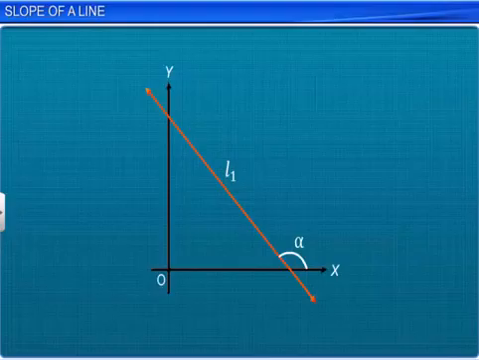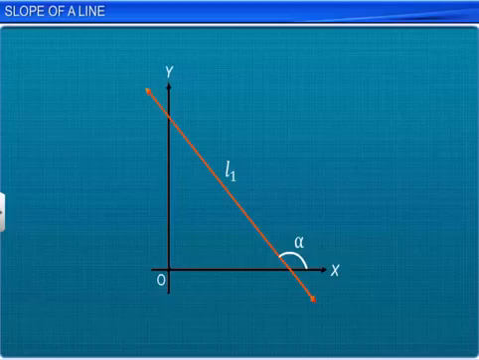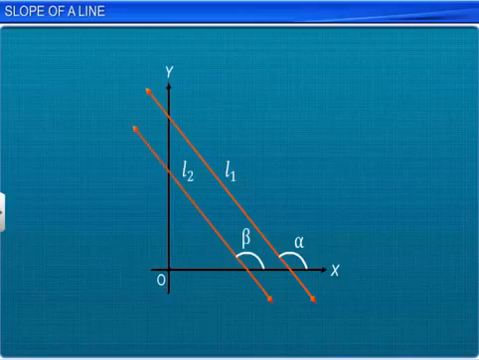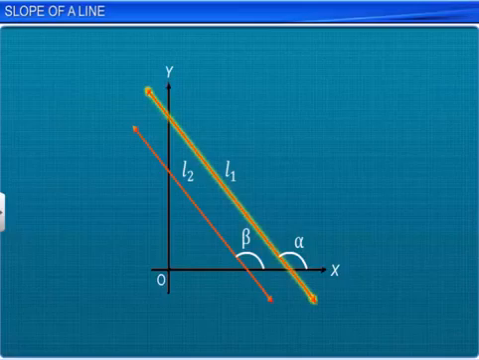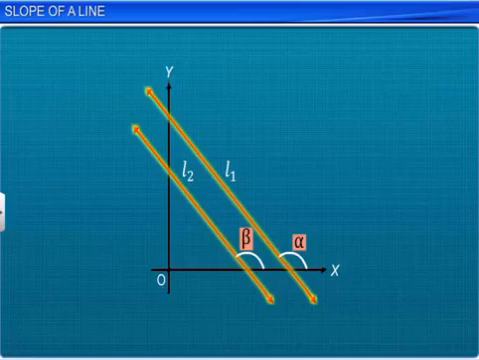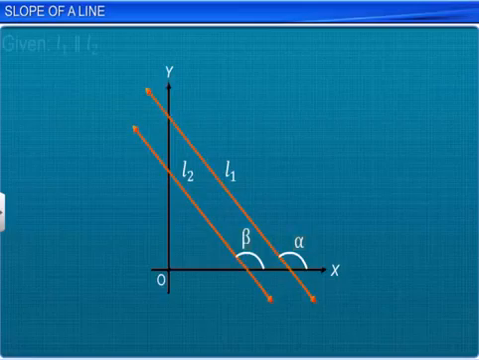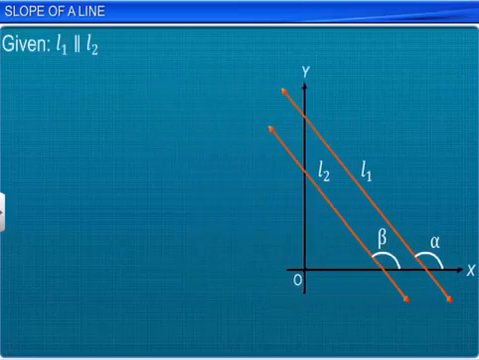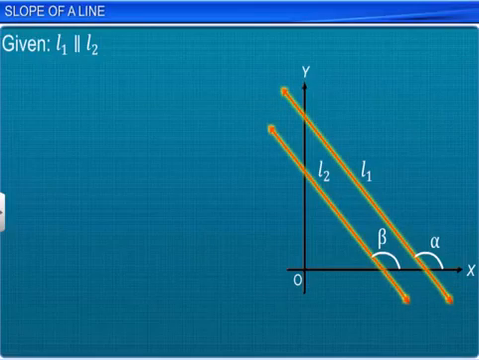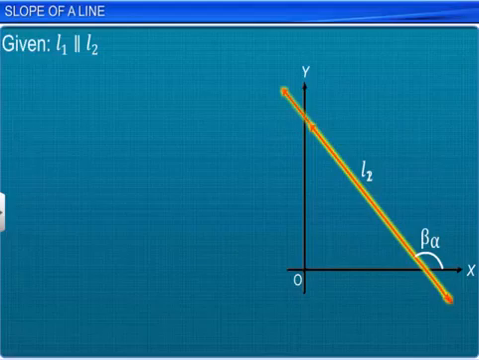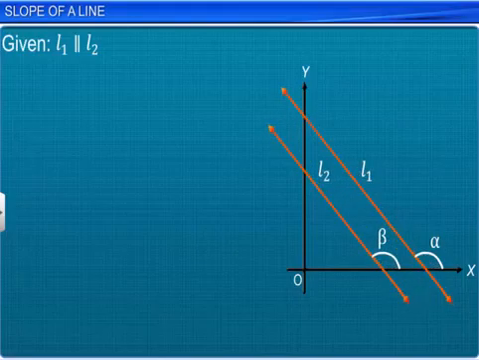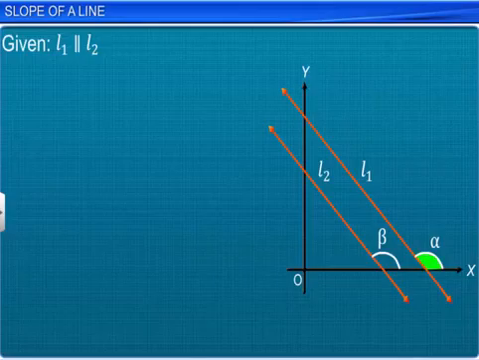Let us see if there is a relationship between the slopes of parallel lines. Here are two non-vertical parallel lines, L1 and L2, having inclination alpha and beta, respectively. If lines L1 and L2 are parallel, their inclination must be the same. Thus, we can say that angle alpha is equal to angle beta.